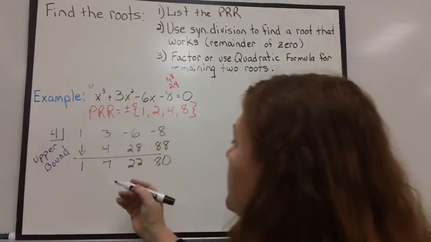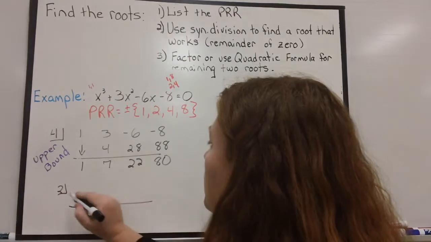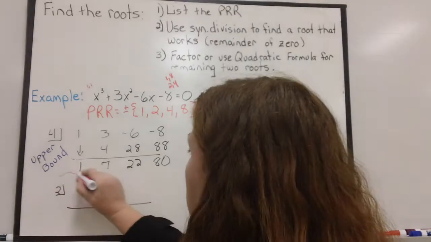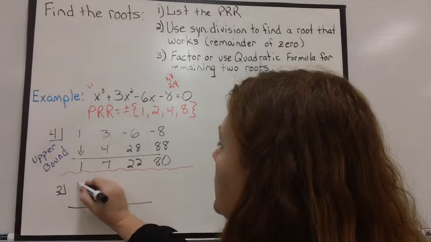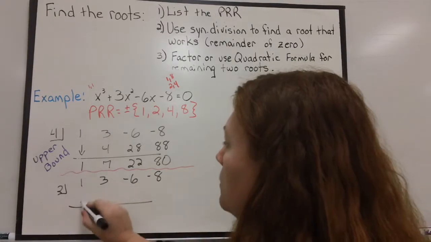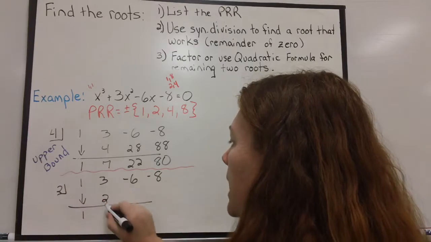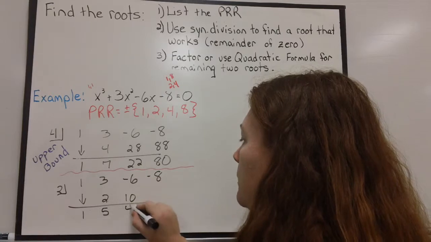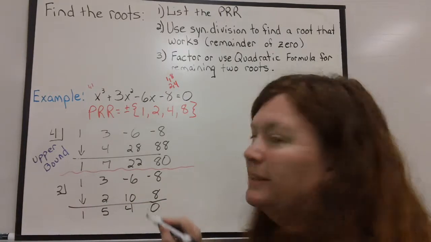So now moving down the road, let me try 2. And I'm going to separate these so that you can see, and they don't get too confusing. Let's start again. 1, 3, -6, -8. Bring down the 1. 2 times 1 is 2. Add them and get 5. 2 times 5 is 10. Add them and get 4. 2 times 4 is 8. Woohoo! Add them and get 0.